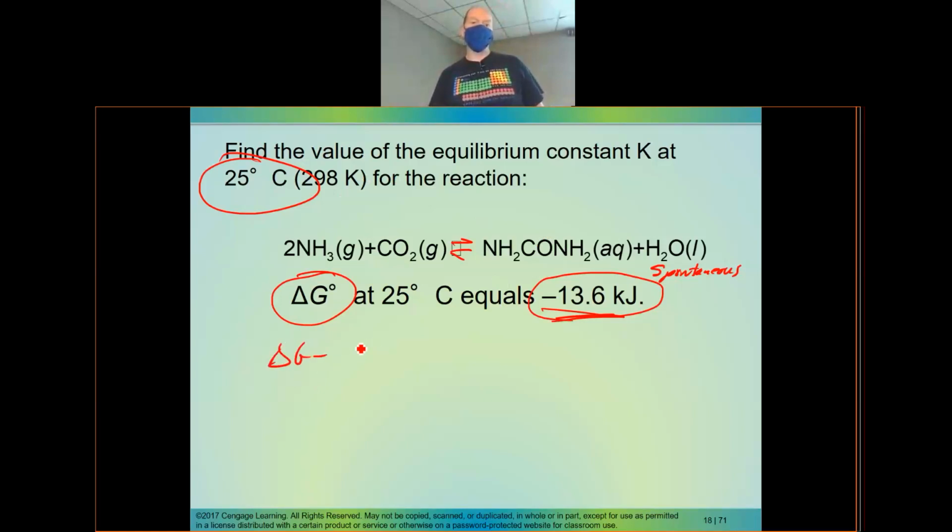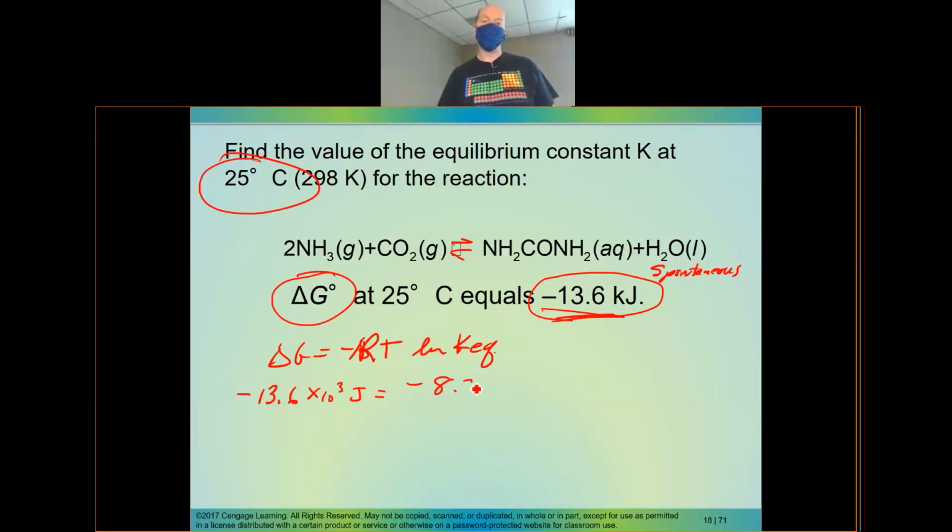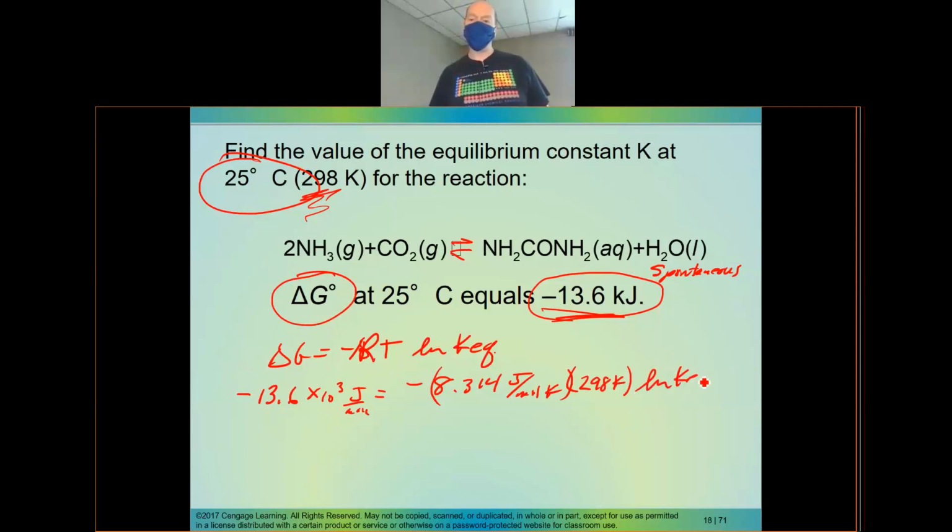The delta G is equal to the negative RT ln KEQ. Again, I convert my delta G into joules. So I put in negative 13.6 times 10 to the third joules is equal to negative 8.314 joules per mole Kelvin. And my temperature, they give me right here, 25 degrees Celsius, and convert it to Kelvin, it must be in Kelvin, 298 Kelvin, ln KEQ.